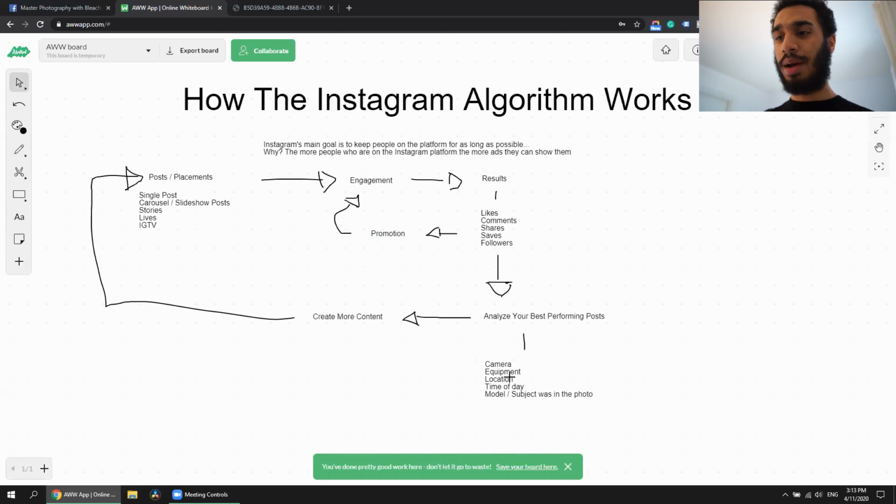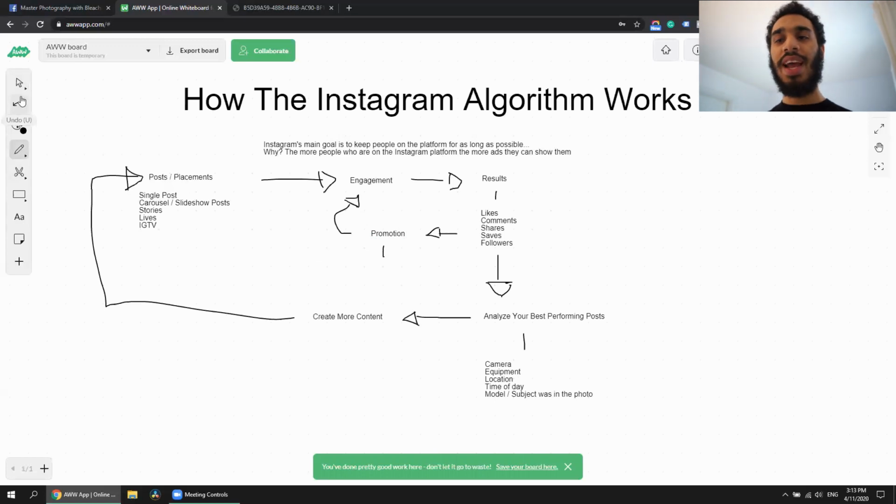So as you can see, we analyze our best performing posts, then we create more content, and when we create more content, we could post anywhere. It doesn't have to just be a post, it doesn't have to be a carousel, it could be stories, it could be lives, it could be IGTVs. And the cool thing is when you post into your feed, whether it's a photo or a video, if you do a carousel like a slideshow, if someone doesn't like your first photo, Instagram's going to show your next photo the next time that person logs onto the Instagram feed so that they could potentially like that next photo, okay? And that's how you're going to get, again, more engagement, more results. Now, something I want to mention is, where is Instagram actually going to promote you?